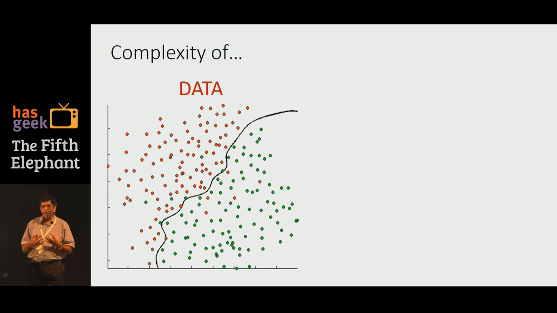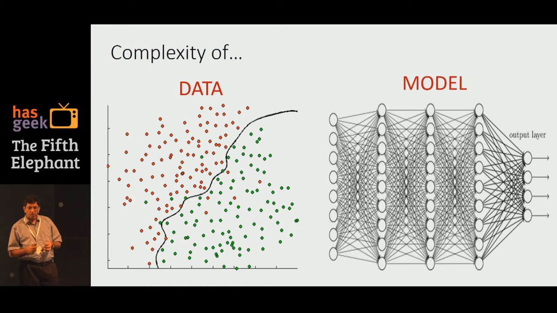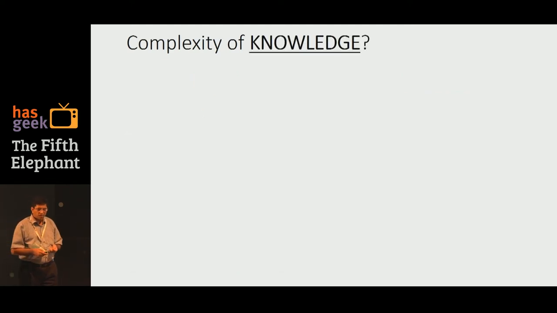So we all understand at some intuitive level the idea of complexity of data, right? Data is complex because there's a very difficult decision boundary to learn, right? VC dimensions, all kinds of things you can think of. But the idea is we understand at some level what is complexity in data. We also understand what is complexity in a model, right? The larger the model, the more complex it is. Now let's answer this question. What is complexity in knowledge? What makes knowledge more complex or less complex?